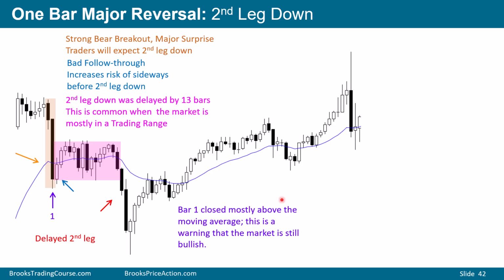However, when the market has a lot of trading range behavior, you'll often see a pause before you get the second leg.